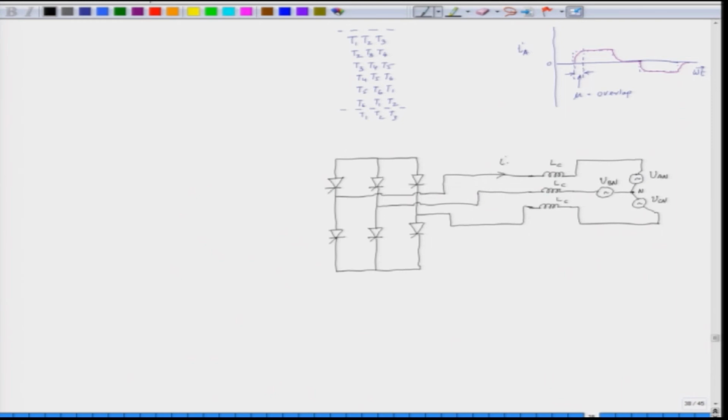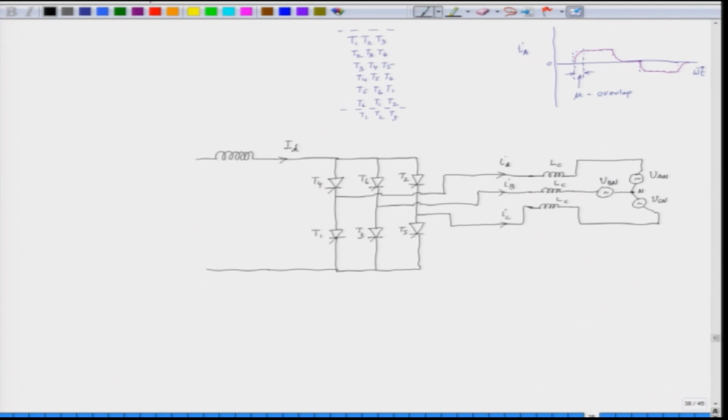So, this is phase A current IA, this is phase B current, and this is phase C current IC, and this is the DC link that we have, and the DC link has got an inductance, and this current in the DC link is ID. So, the SCRs are T1, T2, T3, T4, T5 and T6.